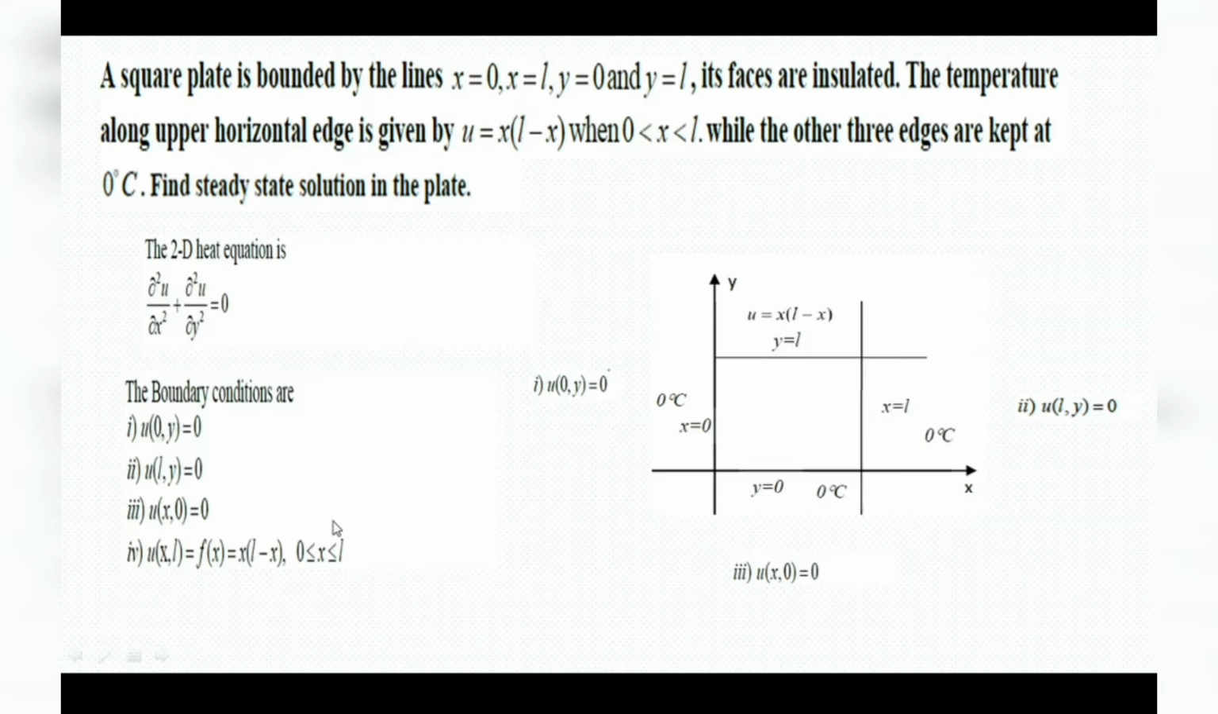So let us rewrite the boundary conditions. u of 0 comma y equal to 0, u of L comma y equal to 0, u of x comma 0 equal to 0, and u of x comma L is nothing but our f of x, which is the given non-zero boundary condition along the upper horizontal.